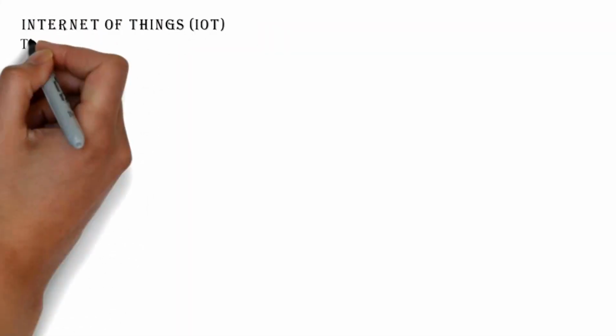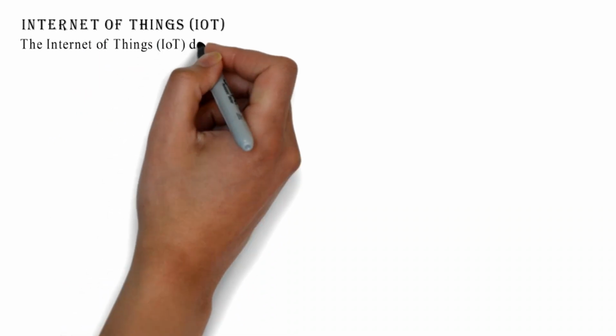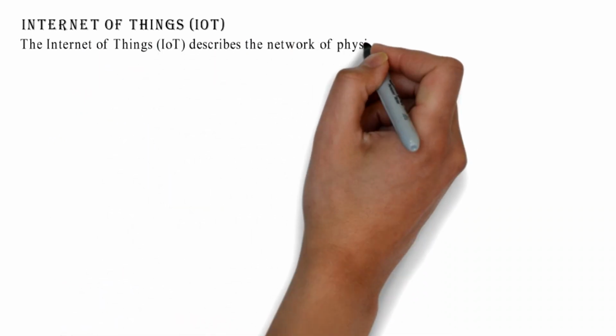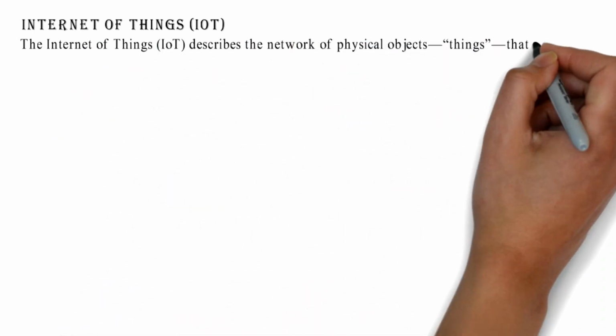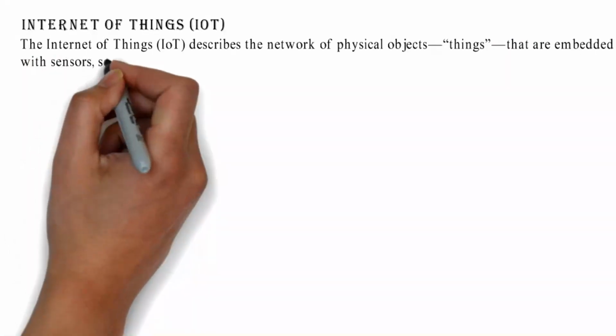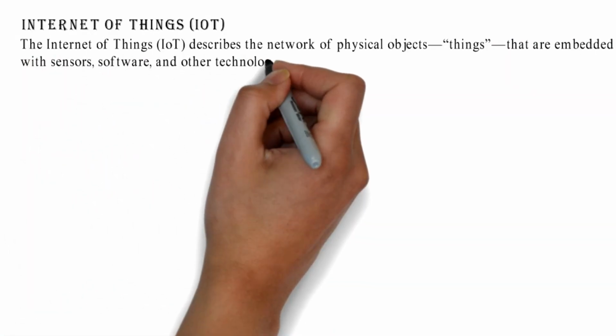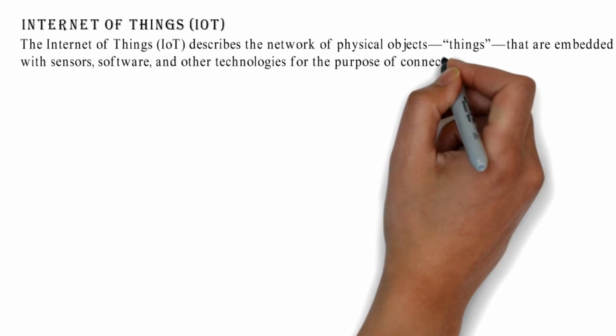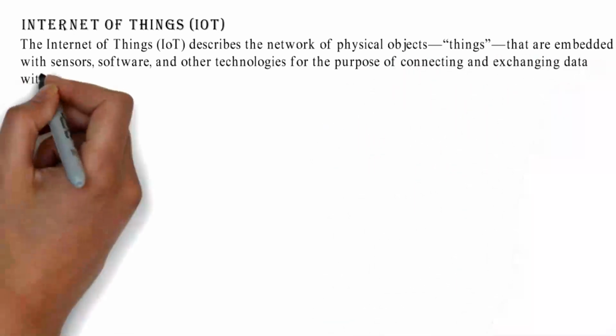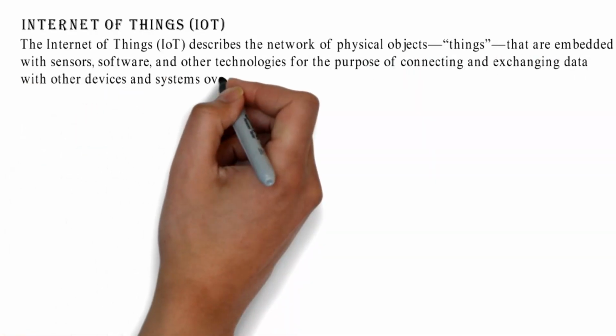Internet of Things, IoT. The Internet of Things, IoT, describes the network of physical objects, things, that are embedded with sensors, software, and other technologies for the purpose of connecting and exchanging data with other devices and systems over the Internet.